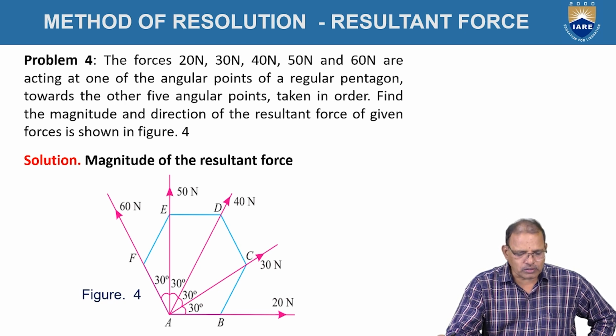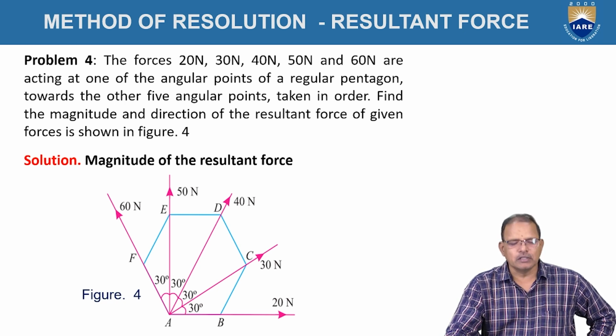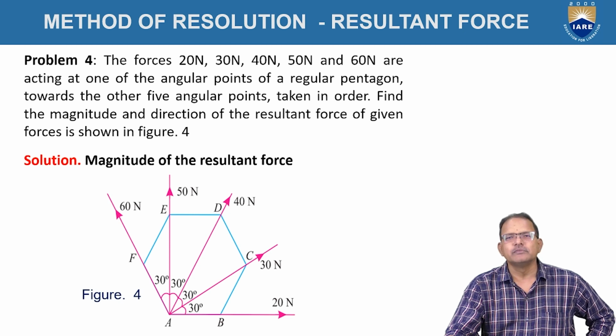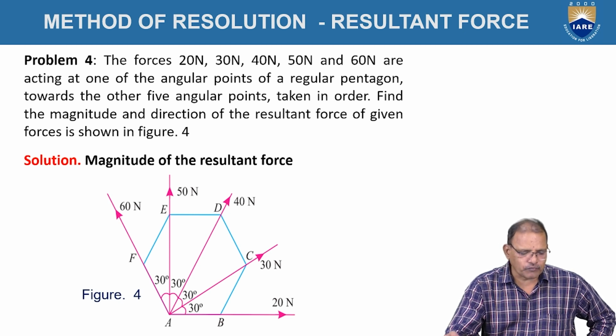Problem number 4. The forces 20 newtons, 30 newtons, 40 newtons, 50 newtons, and 60 newtons are acting on one of the angular points of a regular pentagon toward the other 5 angular points taken in order. Find the magnitude and direction of the resultant force of the given force system, which is shown in figure 4.